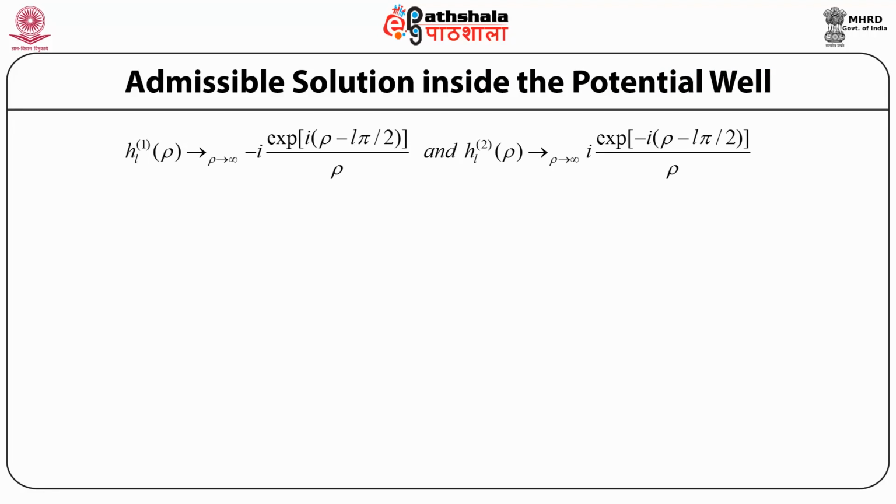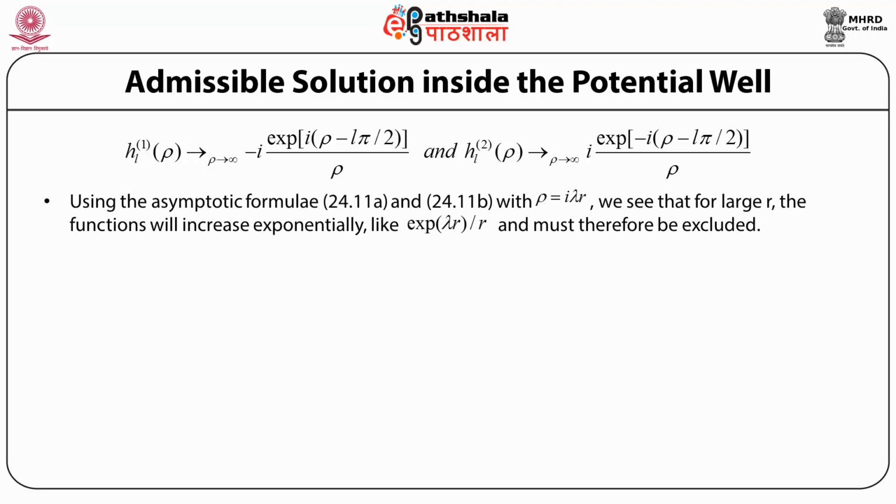h_L^(1)(rho), when rho tends to infinity, equals minus i exponential i (rho minus L pi by 2) by rho, and h_L^(2)(rho), when rho tends to infinity, equals i exponential minus i (rho minus L pi by 2) by rho.